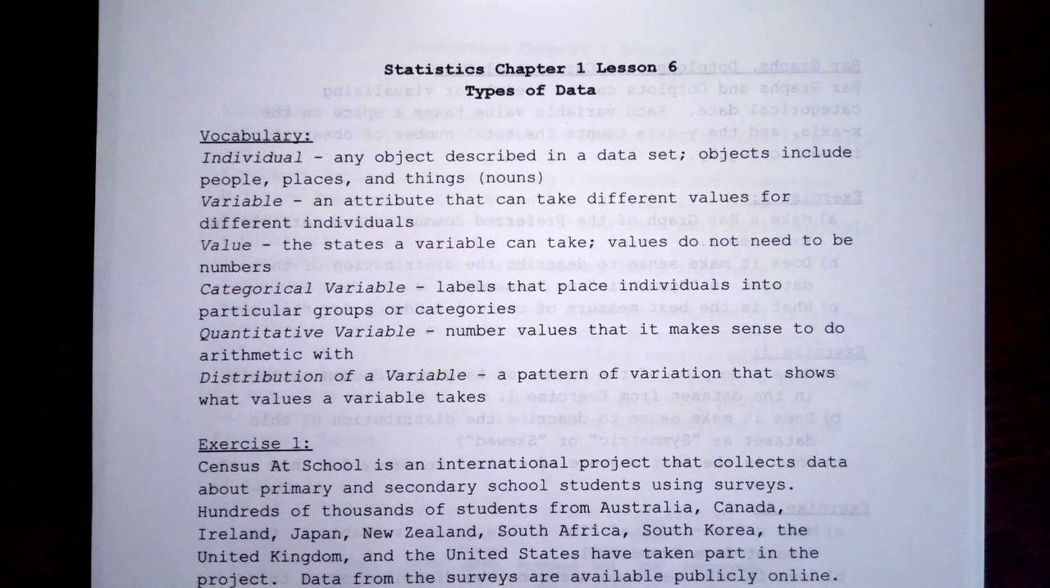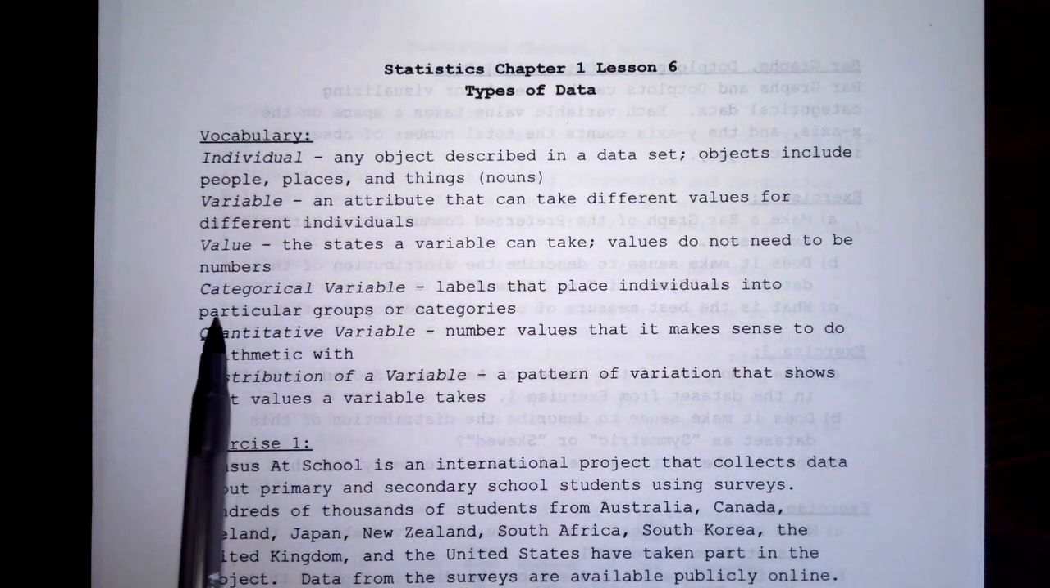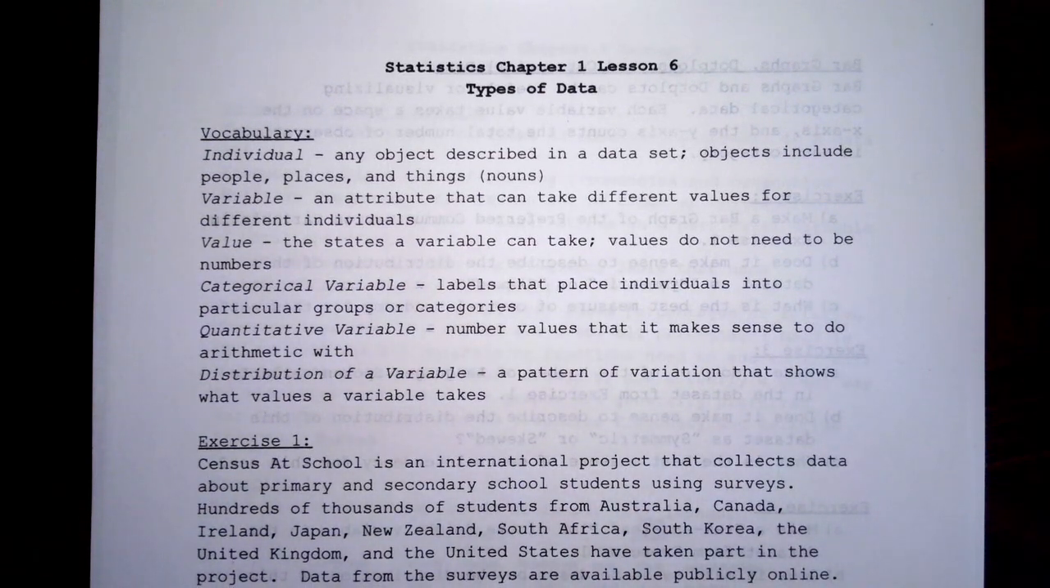With numbers, it's fairly easy to tell the difference. With other non-number descriptions, non-number variables, they're just going to be words that describe things. Left versus right, up versus down, red, blue, green, yellow, orange, whatever. Those types of variables are called categorical variables. Again, they just describe and place individuals into particular groups or categories.